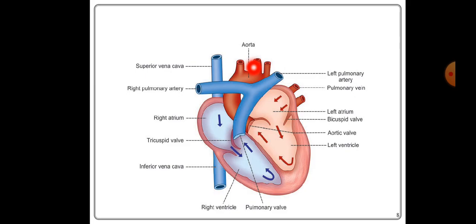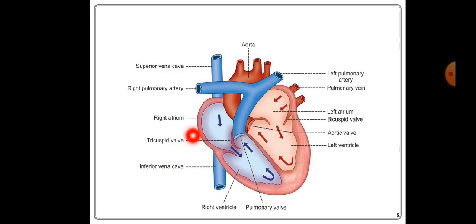aorta. So the aorta now branches into different arteries that supply oxygenated blood to the rest of the body parts. So after blood has been supplied to the rest of the body parts, it now comes back to the heart through the vena cava. So we have the superior vena cava here, we have the inferior vena cava here. So here the superior vena cava is bringing the blood from the upper part of the body. Then this is bringing blood from the inferior part of the body.